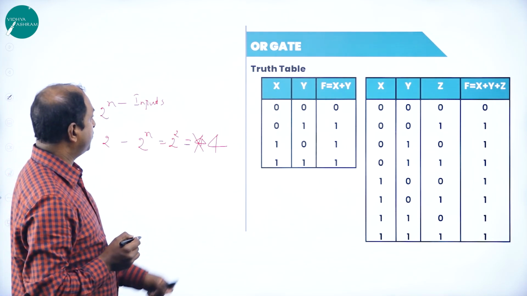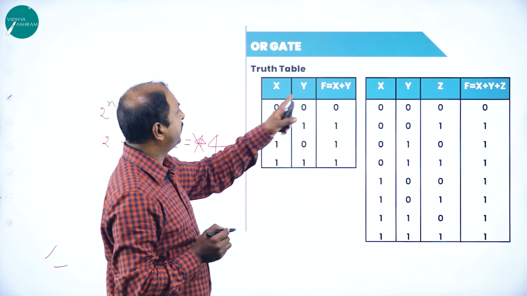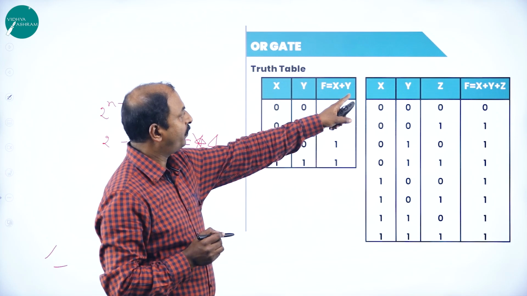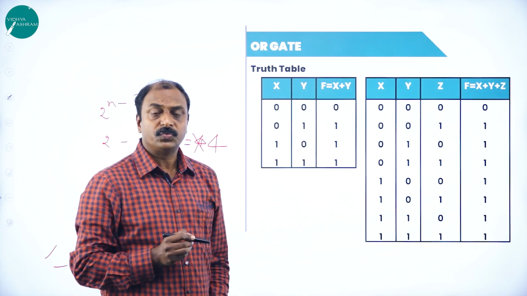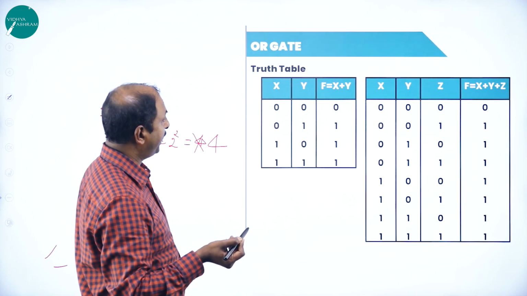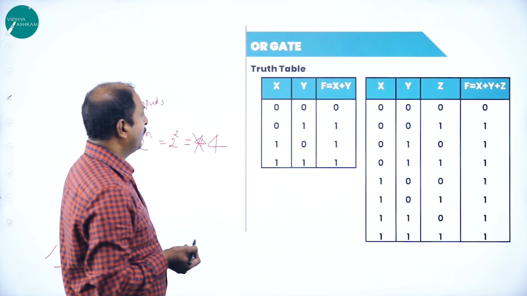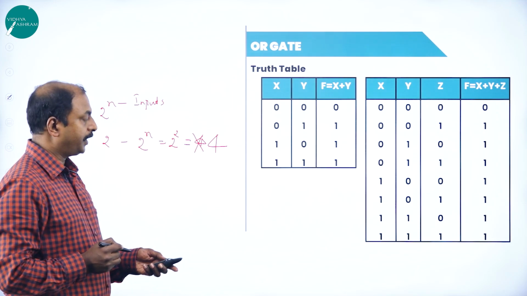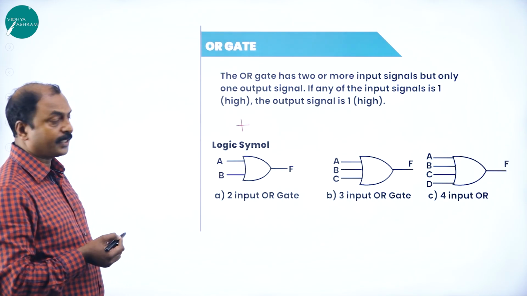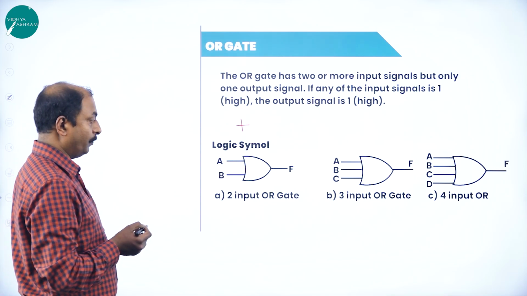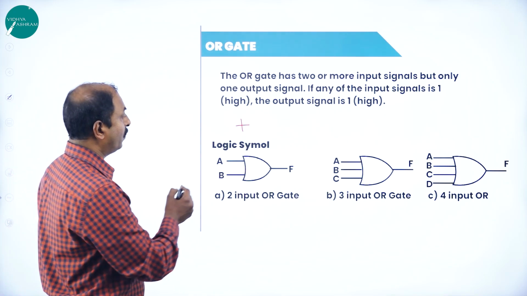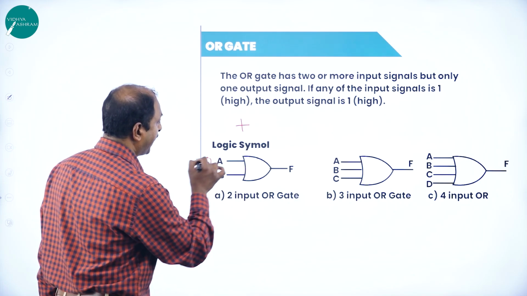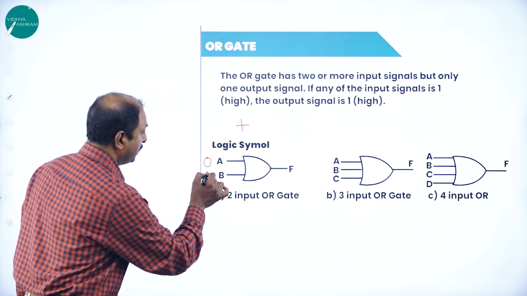Look at the truth table now. x and y are the input signals. The output is x plus y, or f. Here plus indicates the OR gate. Now what are the 4 possible combinations for this? Let us look at this example. Here there are 4 combinations. What different combinations are possible here? Either this can be 0 or this can be 1.